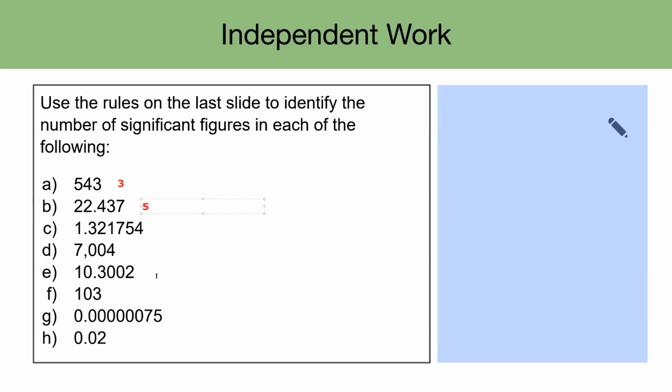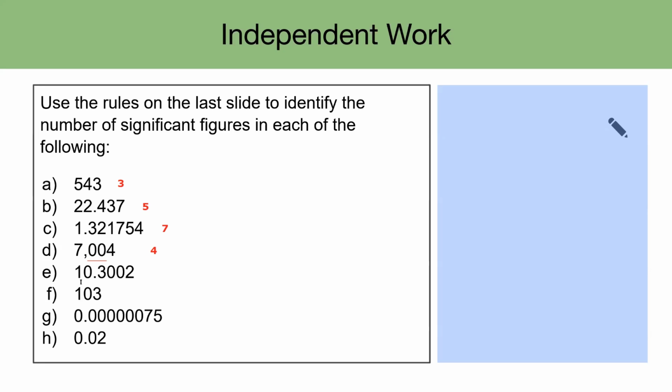22.437. There's no zeros. Same thing for letter C. All these numbers are not zeros. They are all significant. So we just count up how many numbers there are. There's 1, 2, 3, 4, 5, 6, 7. 7 numbers. Letter D is where it starts to get a little bit tricky because there are zeros now involved. However, these zeros are sandwiched between 2 significant numbers. Therefore, if they are sandwiched, we know they're significant. Therefore, this is a 4 significant figure number.